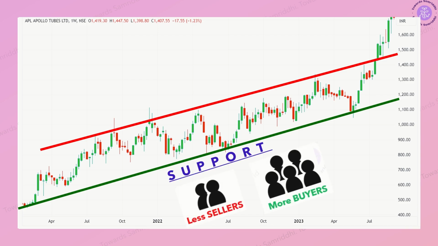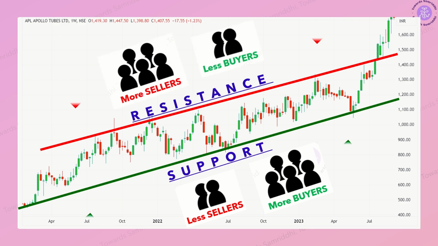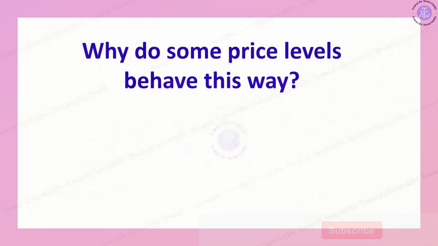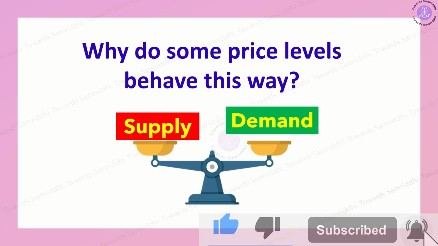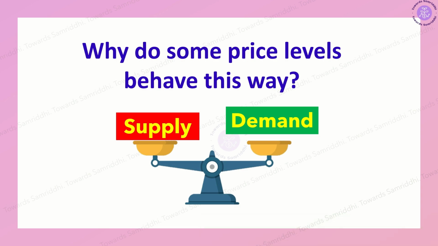Support is a level where you can expect more buyers than sellers. Conversely, resistance is where you can expect more sellers than buyers. As the name suggests, resistance is something that prevents the price from rising further. This is the textbook definition you'll find in any standard trading book. But why do some price levels behave this way? We have talked about how the stock market runs on demand and supply. It's because of this concept that certain price levels act as barriers, while others boost prices.